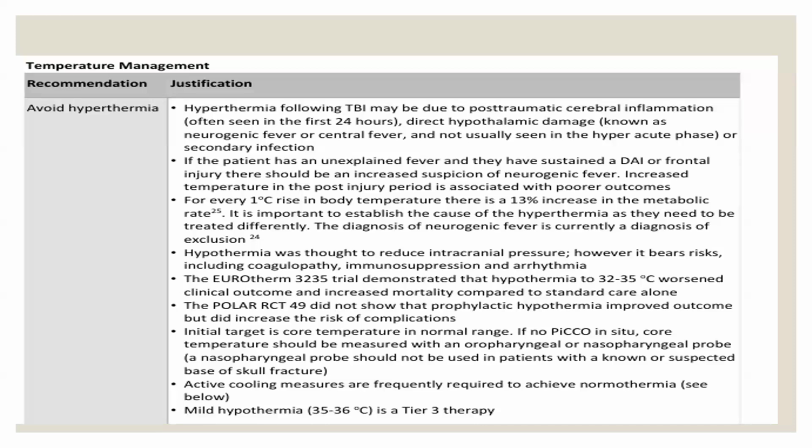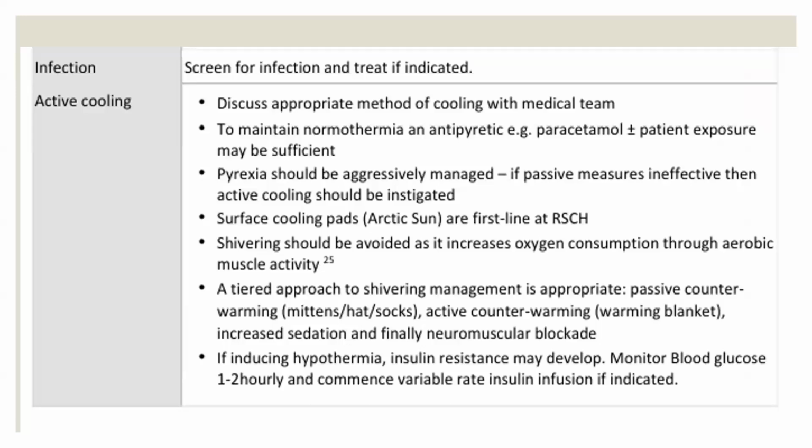Mild hypothermia is the tier 3 therapy. Now, regarding infection, screen for infection and treat if indicated. Regarding active cooling, discuss the appropriate method of cooling with the medical team. To maintain normothermia, use antipyretics, paracetamol, and patient exposure. Pyrexia should be aggressively managed if passive measures are ineffective.